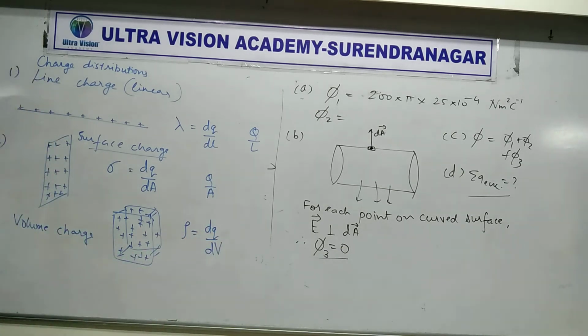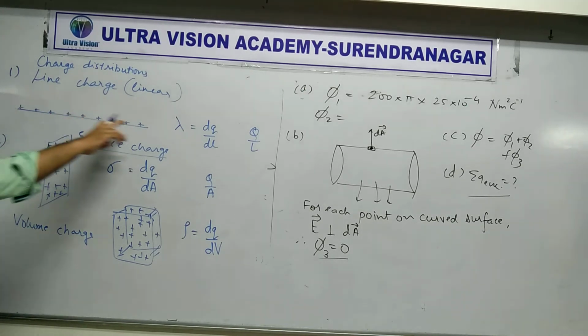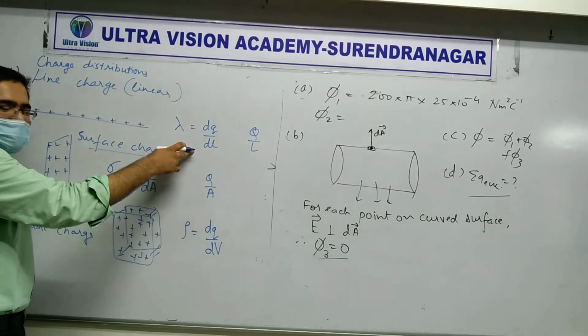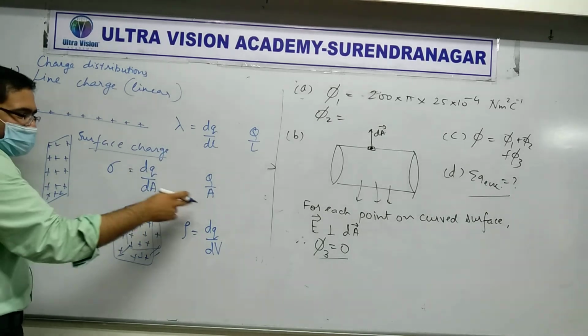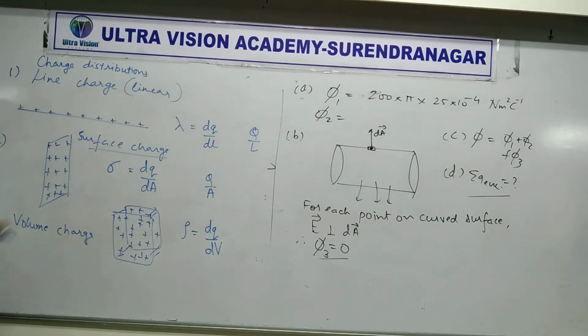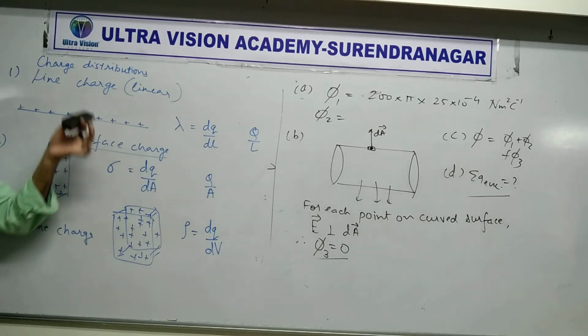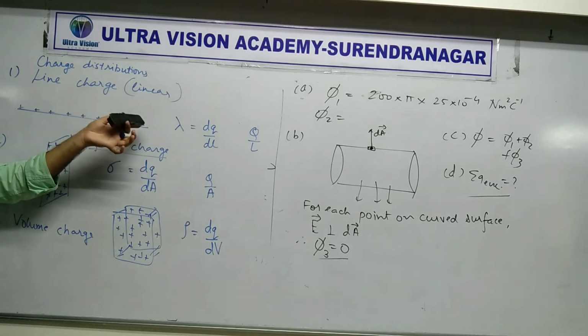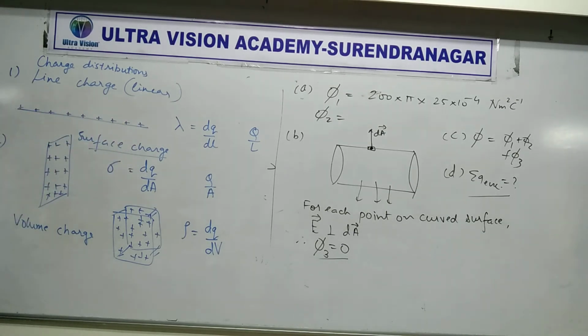Is this understood? Yes. The same ones for mass are mass per unit length, mass per unit area, and mass per unit volume. This is called density. Here it's called charge density: volume charge density, surface charge density, and linear charge density. Got it? Now, it's the same as mass, in fact.